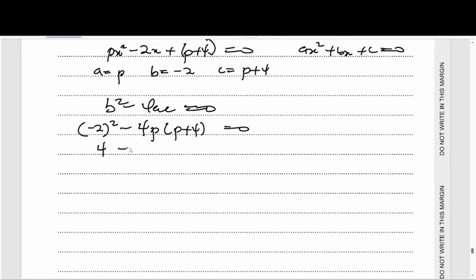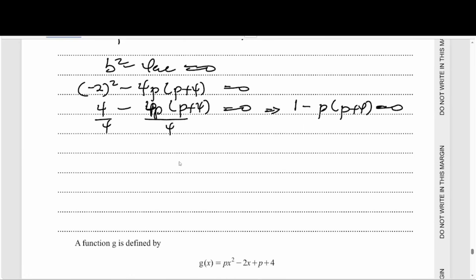Now at this point we can expand, or better still, because -2 squared is going to be 4 minus 4p, and then p plus 4. You either expand or you want to reduce the coefficient by dividing through by 4. So thus this equation becomes 1 minus p, and then into bracket p plus 4 equals 0. Right? Now we can expand and then find a solution to the quadratic equation.